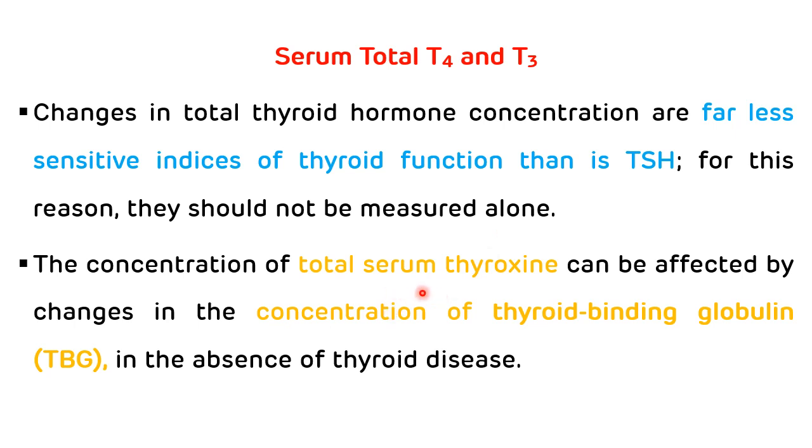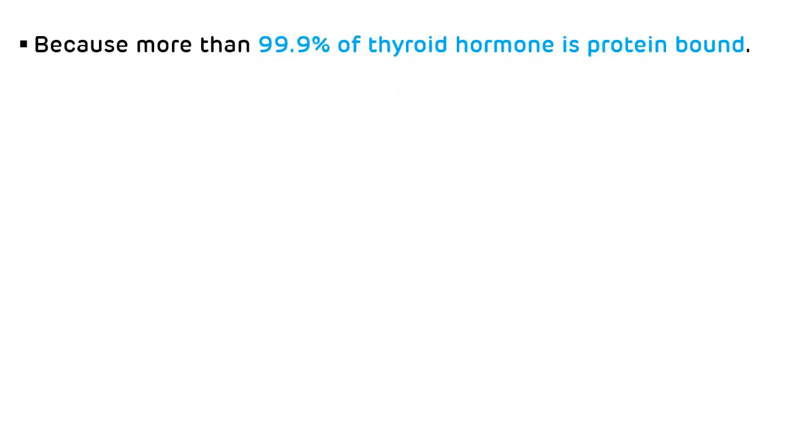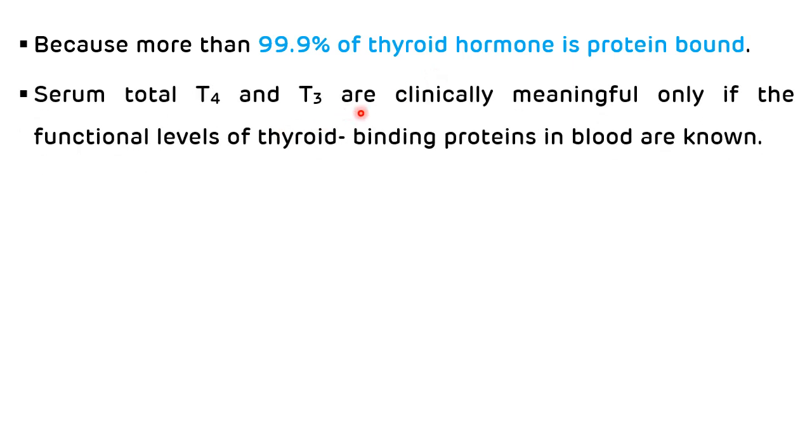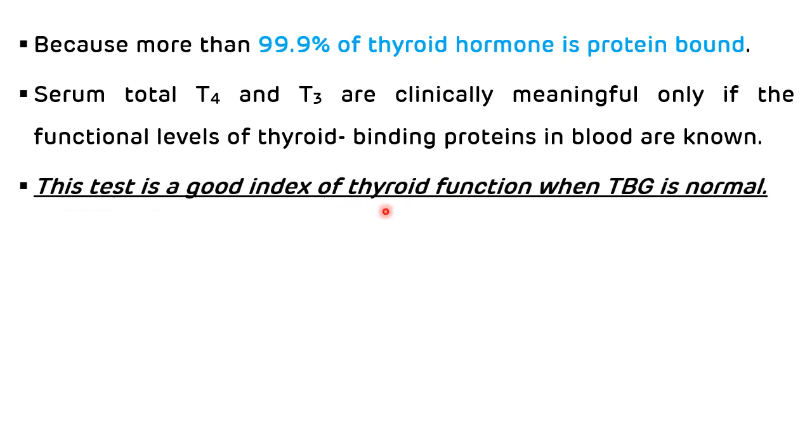The concentration of total serum thyroxine can be affected by change in the concentration of thyroid binding globulin in the absence of thyroid disease, because more than 99.9% of thyroid hormone is protein bound. So serum total T4 and T3 are clinically meaningful only if the functional levels of thyroid binding protein in the blood are known. This test is a good index of thyroid function when thyroid binding globulin is normal.